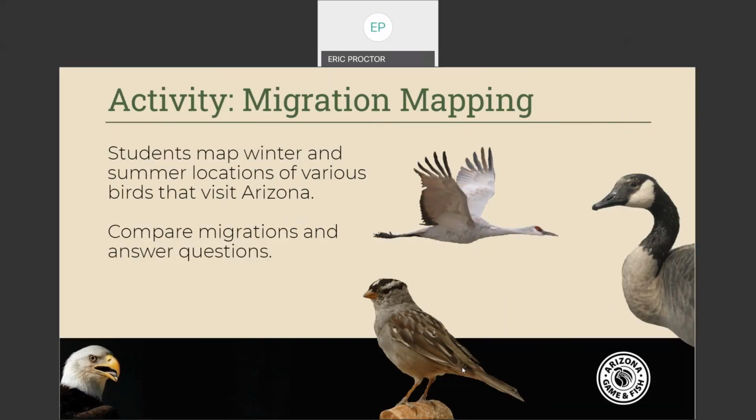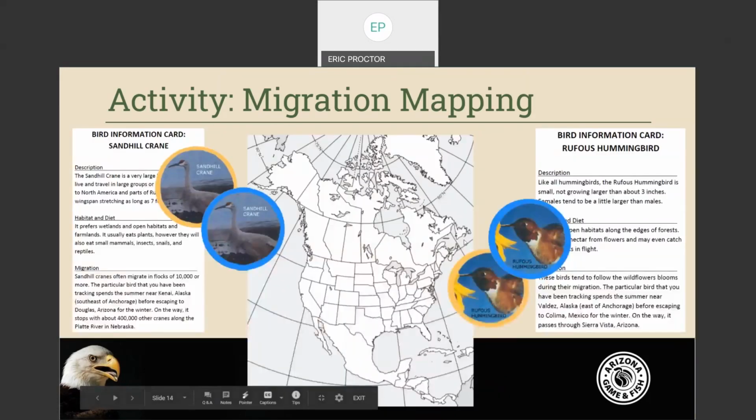But if you don't have access to that, we also have each section of a map on an 8.5 by 11 piece of paper, and you can put them out. It's really nice to see them on these big maps, and you can put that on the floor, but even if that doesn't work, you can use a smaller map. The idea of this activity is that students are given specific birds to look at, and they're going to map the winter and the summer locations of those birds, and then compare the migrations. They're going to answer some questions. Here are two examples, the sandhill crane and the rufous hummingbird, which we've already talked about.